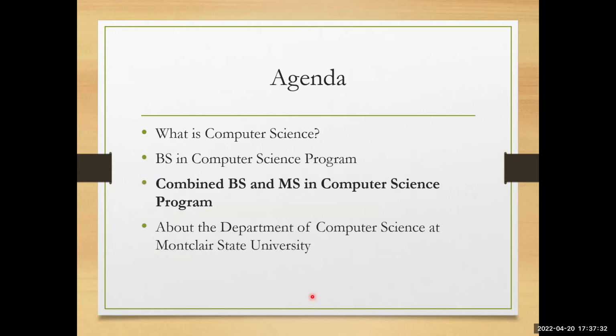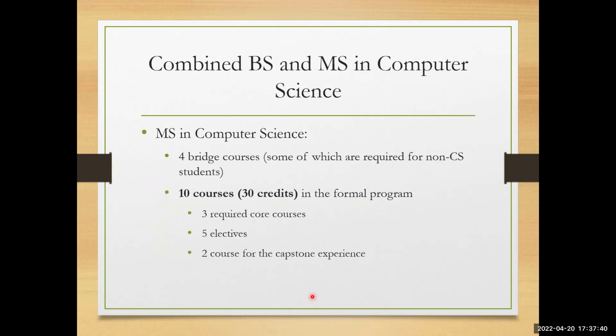Okay, let's continue. So next, I'd like to talk about our combined BS and MS in Computer Science program. Before I talk about this combined program, of course, I need to talk about our MS in Computer Science program first. So our MS in Computer Science program requires 10 courses or 30 credits.